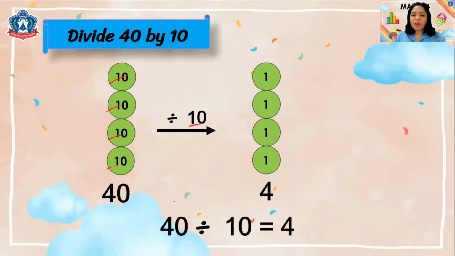Now children, what have you observed on our answer? From 40, it becomes 4. Yes, there is no zero. We remove 1 zero.